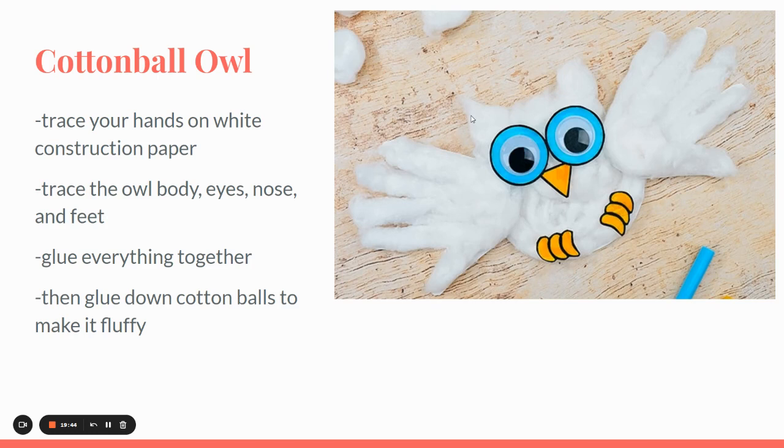This one's fun. Cotton ball owl. So you trace your hands on white construction paper, and then you trace the owl's body, eyes, nose, and feet. And then you kind of glue everything together, and then you glue down the cotton balls to make it look fluffy.